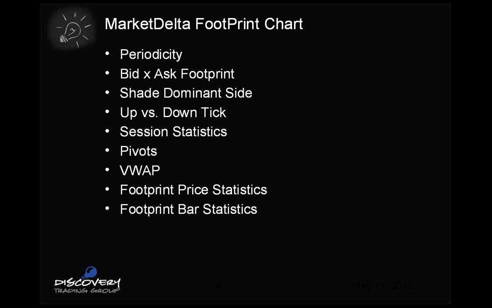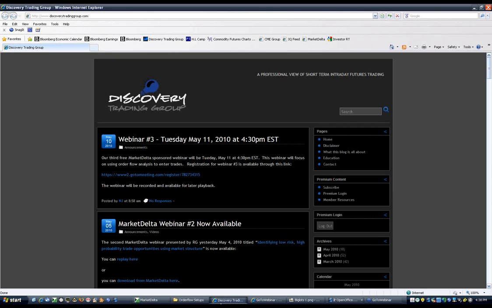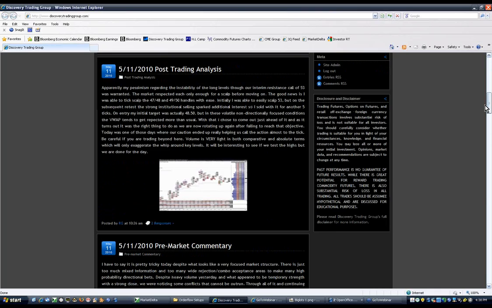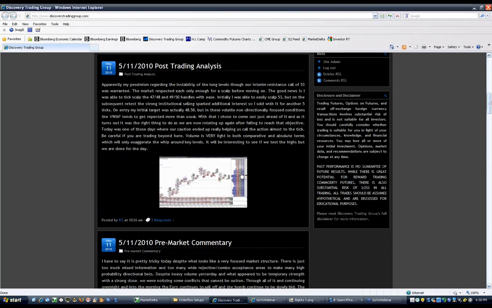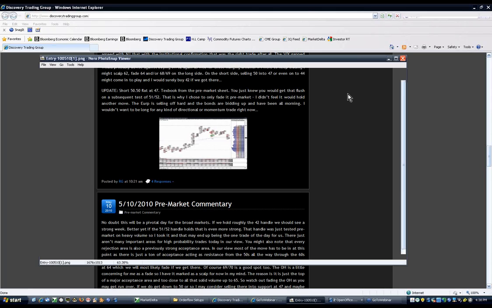What I wanted to do before we really get into the setups is just talk a little bit about the market delta footprint chart. And again, everybody's got their own setups, and I don't want it to be too specific to our particular use of the footprint chart. You can find your own ways to use this. Let me just open one of these here. Just a couple things to point out.